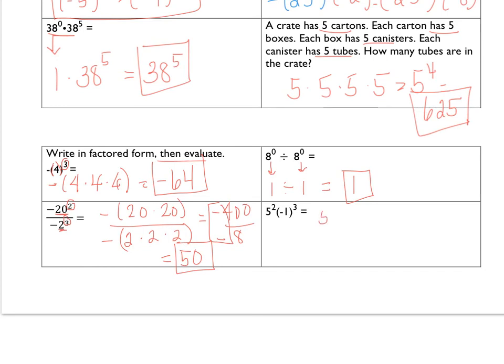This one we have 5 times 5. We're factoring it first. Times negative 1. Because the exponent is attached to the parenthesis, it's everything inside the parenthesis, which is cubed. Negative 1, and that is going to give us 25. We count our negatives. It's 1, 2, 3 negatives, so it's going to be a negative equals negative 25.